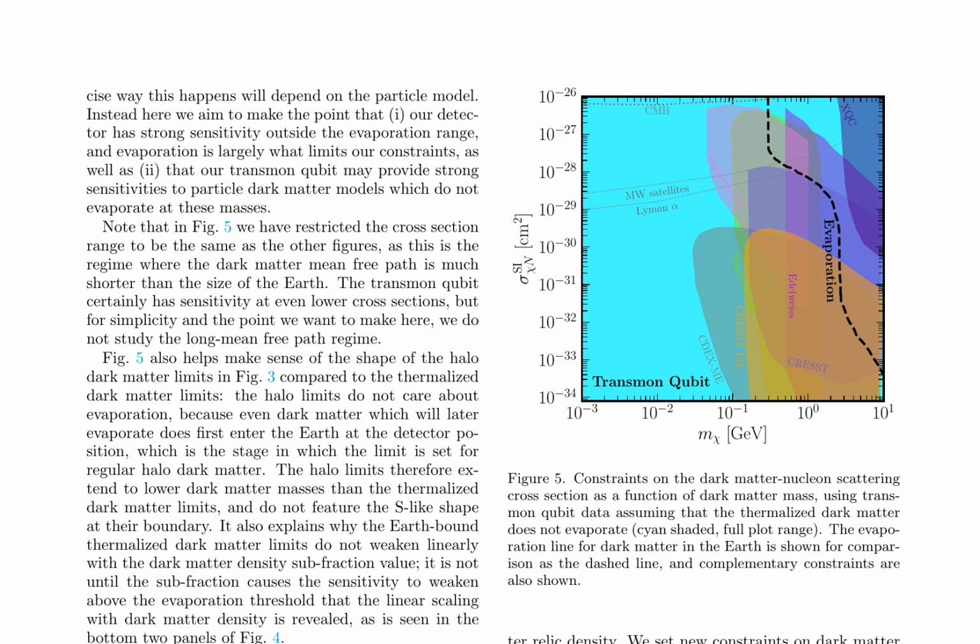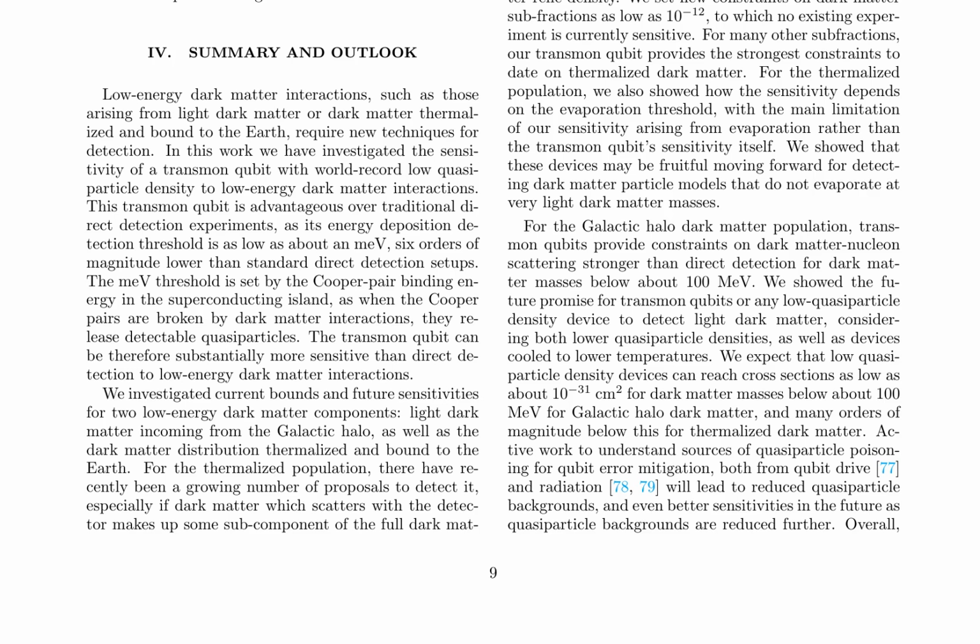Recent proposals suggest this population could be detected, especially if dark matter scattering with the detector makes up some subcomponent of the full dark matter relic density. The study also discusses the sensitivity of Transmon qubits to particle dark matter models that do not evaporate at very light dark matter masses. The authors conclude by emphasizing the potential for new low quasiparticle density devices to probe dark matter with low energy deposition, as they are actively created for applications such as quantum computing, infrared telescopes, or radiation detectors. The paper identifies limitations, assumptions, and future work discussed, using precise language and domain-specific terminology.